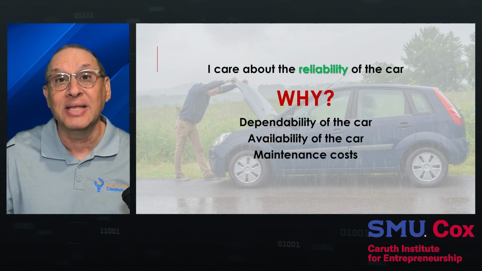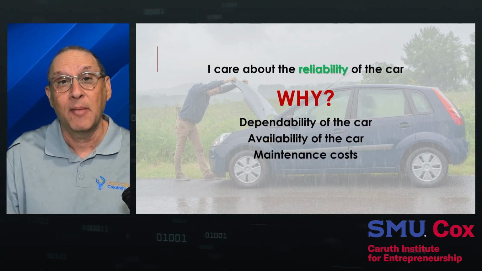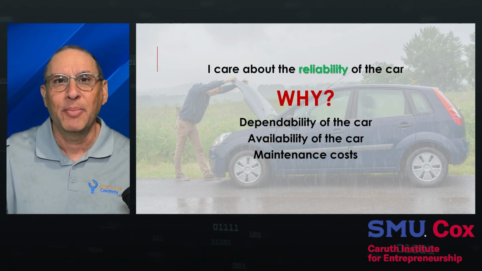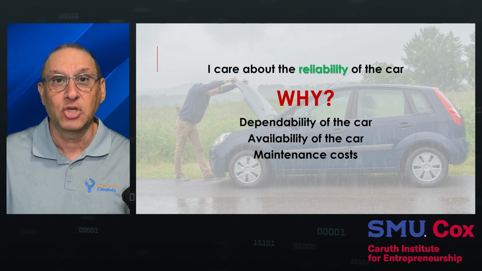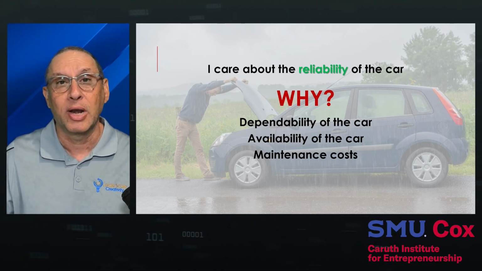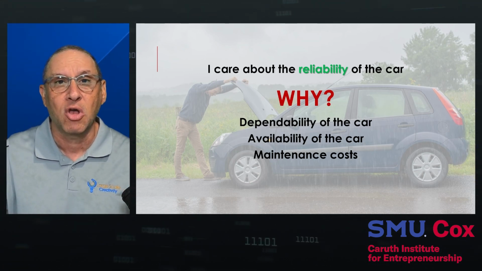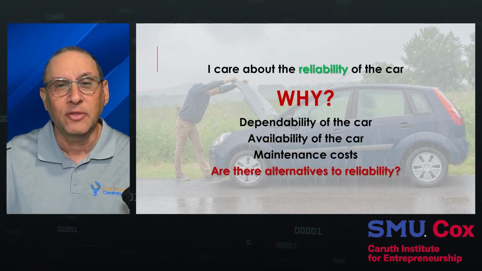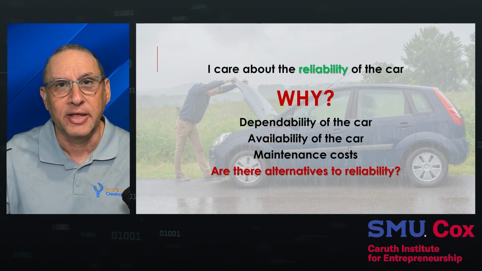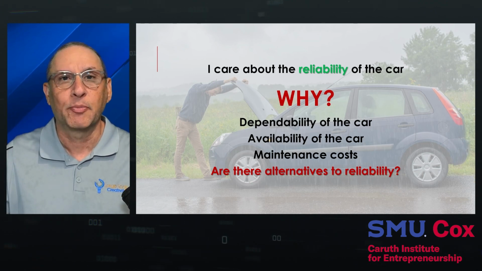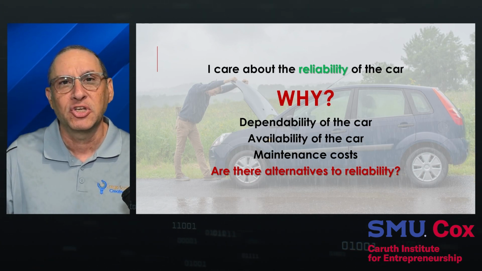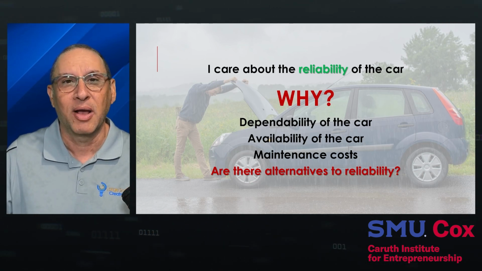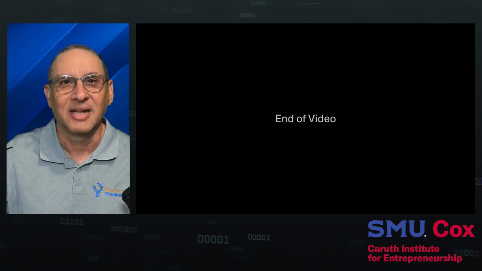Maybe what they care about is the maintenance costs. How much does it cost to maintain the car? Once again, it's not reliability. They think that the issue is reliability, and if the car was more reliable, we're going to have lower maintenance costs. But there are other ways to reduce maintenance costs. In other words, are there alternatives to what the customer said the problem is? Clear problem definition is the key to coming up with the right solution and not have the problem of no market need. I'll see you on the next video.